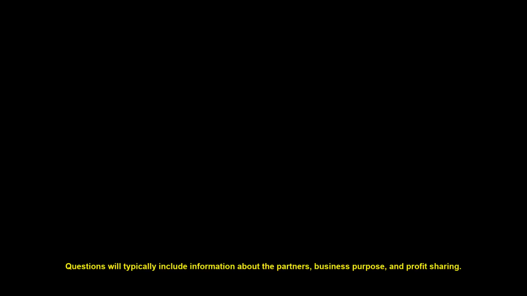Questions will typically include information about the partners, business purpose, and profit sharing. As you input information, take your time to ensure everything is correct. Once you've filled out all the required fields, review your information carefully. Look for any areas where you might need to add additional details or make corrections. After confirming the information is accurate, proceed to generate the document.